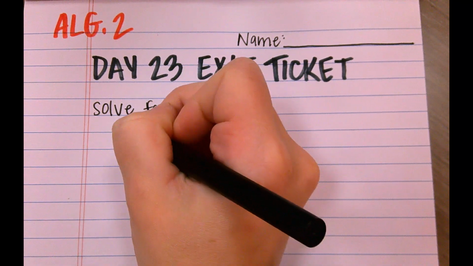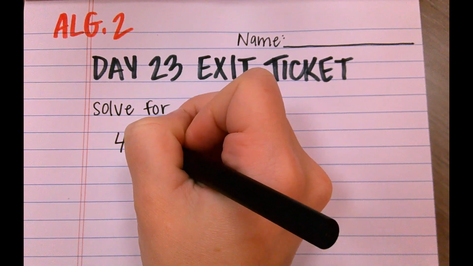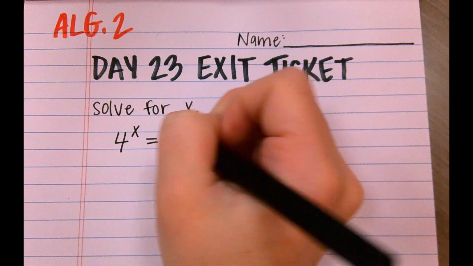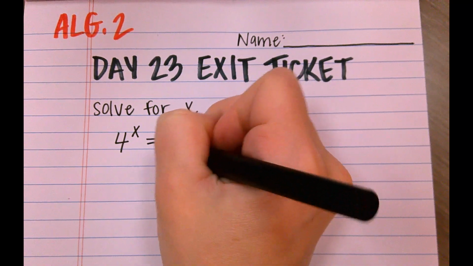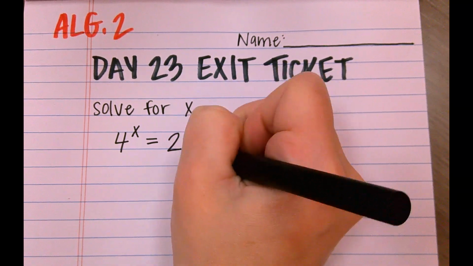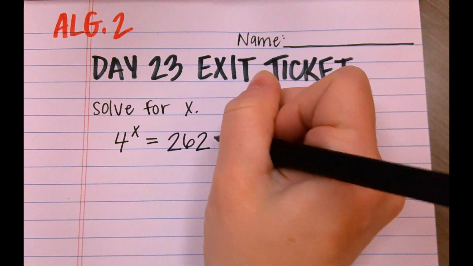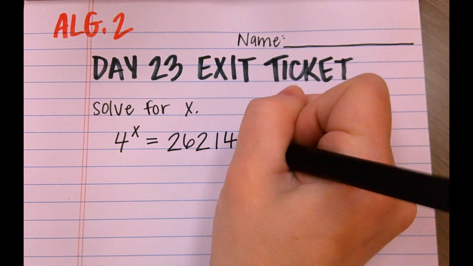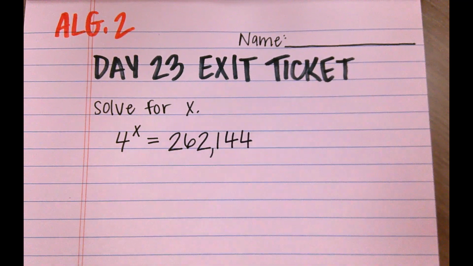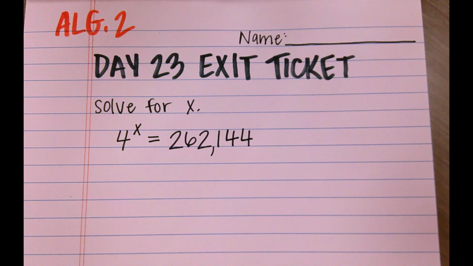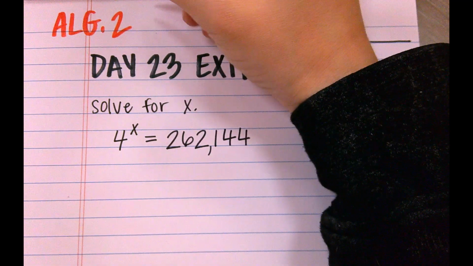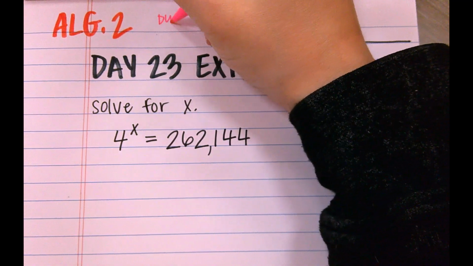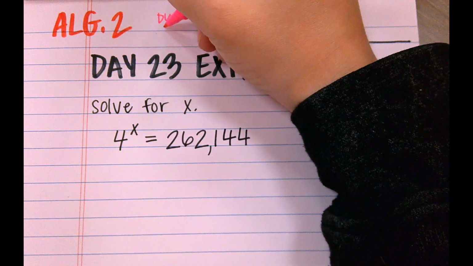And the problem I'm giving you is 4 to the x power equals 262,144. Solve for x. That is your problem. You finish that, you're free to go. I'm going to write the due date, and then I will make some copies of this.